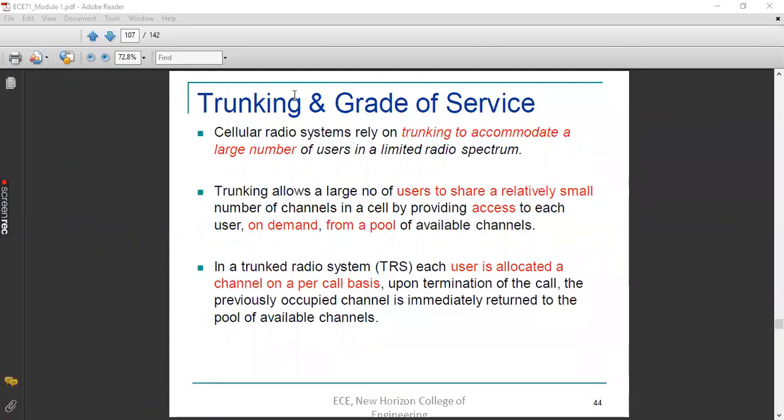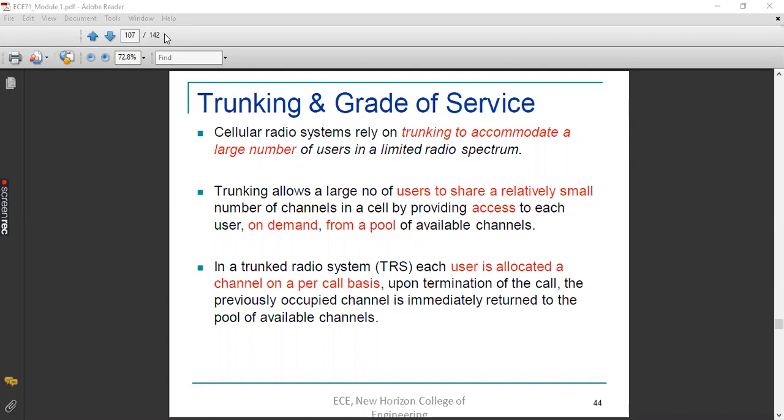Upon the termination of the call, the allocated channels will get back into the pool and they will be waiting for the new customers or new incoming calls which are waiting for the service. So this is the concept of trunking. Trunking is nothing but the process of allocating a set of channels for a subscriber upon their request, and after the termination of the particular call, the channel is returned back to the pool.